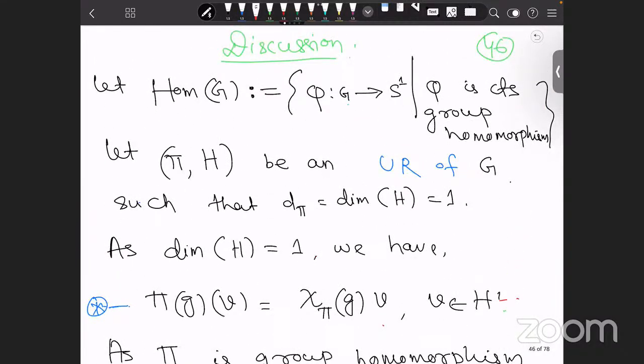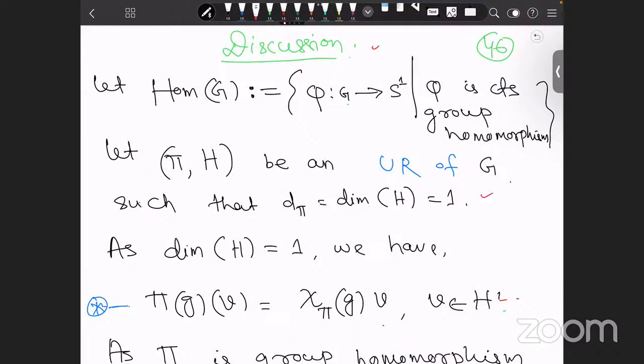Now I do a little discussion. Let Hom(G) be the collection of all continuous group homomorphisms from G to S1. So Hom(G) is the set of all mappings from G to S1 that are continuous group homomorphisms. Hom stands for homomorphism. Let (pi, H) be a unitary representation of G such that d_pi, the dimension of H, is equal to 1.